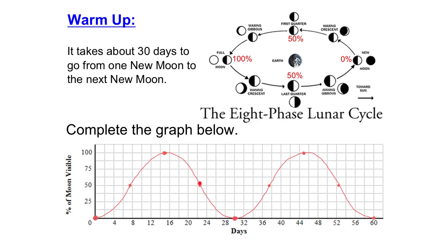Now the points here and here, when I'm at the first quarter and the last quarter of the lunar cycle, when I see 50% of the moon's surface, that's going to be halfway between the full moon and the new moon. So 7.5 days. So every 7.5 days, I'm a quarter of the way through the cycle.